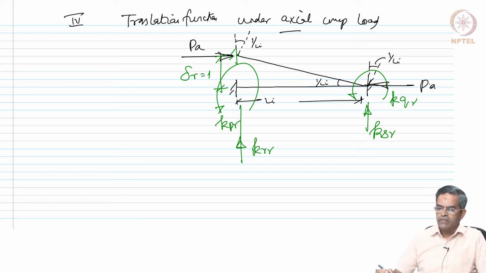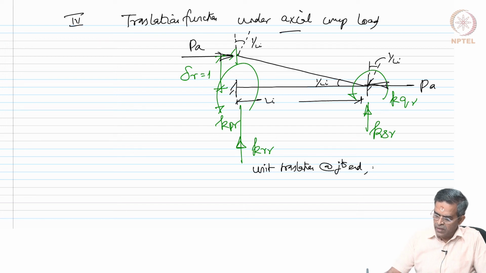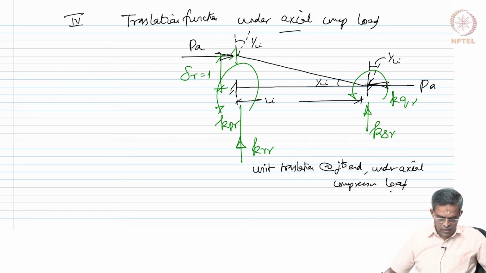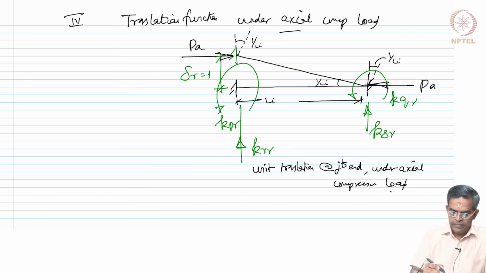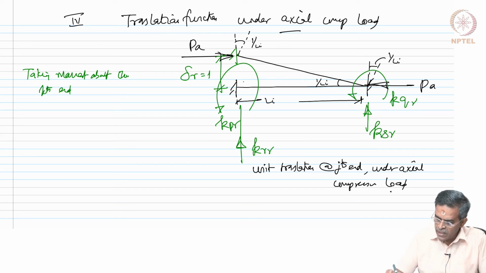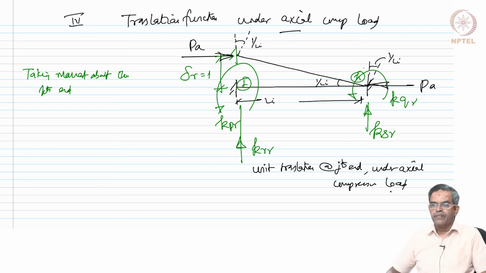Now, let us subject this to an axial compressive load P. So, what we have done? We have given unit translation at the jth end under axial compressive load. That is what we have done, right? That is the figure. Now, we will take moments about the kth end. Where is the kth end? This is my jth end, this is my kth end of the beam, right?